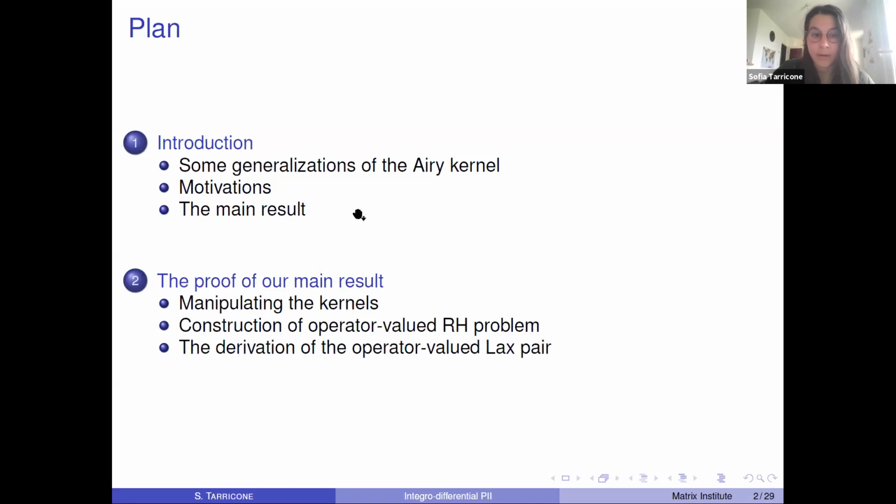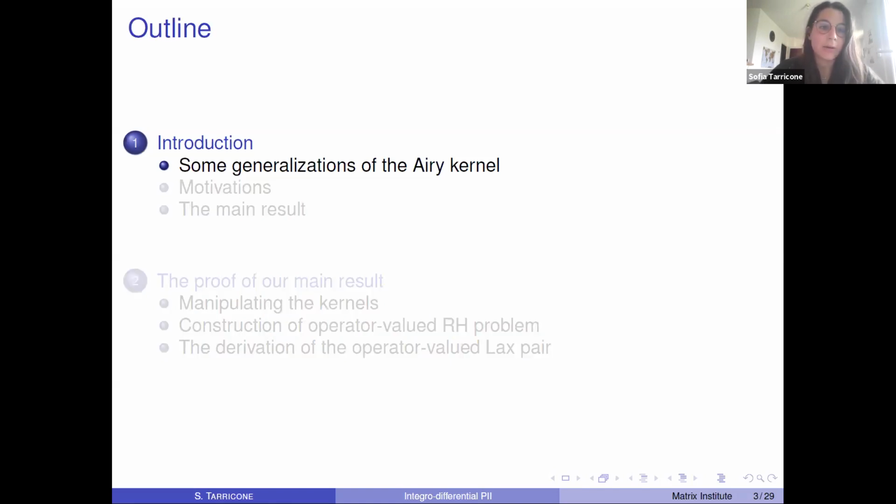And then we will state our main result. In the second part of the talk, I will try to give you the taste of the proof of this result. In particular, I will focus on the construction of an operator-valued Riemann Hilbert problem that is the new part and the most challenging part in this work, since there are not too many operator-valued Riemann Hilbert problems in the literature. And I thought that it was a good idea to explain to everybody how that works.